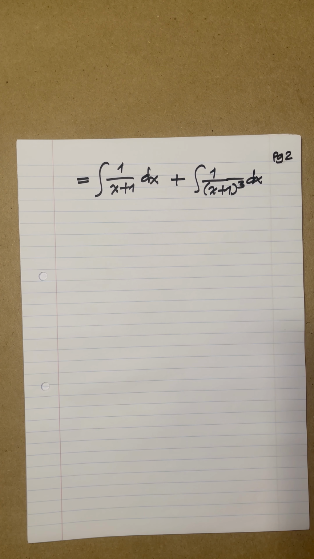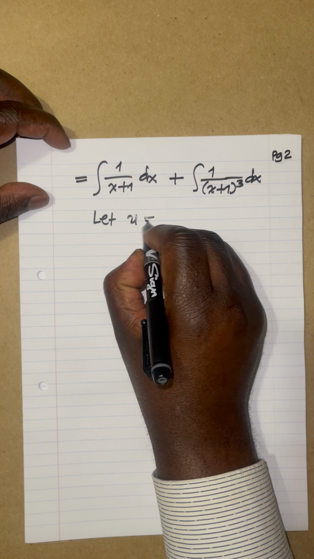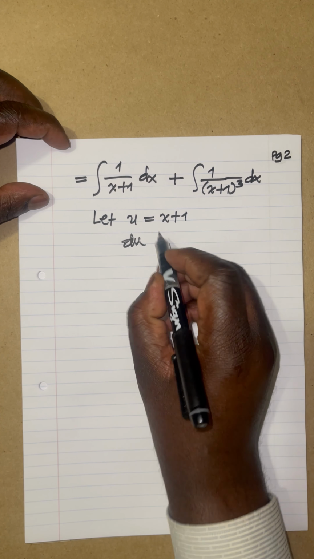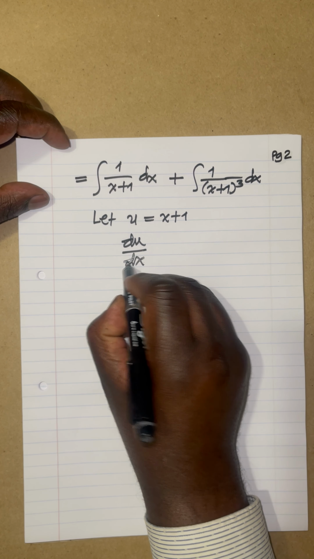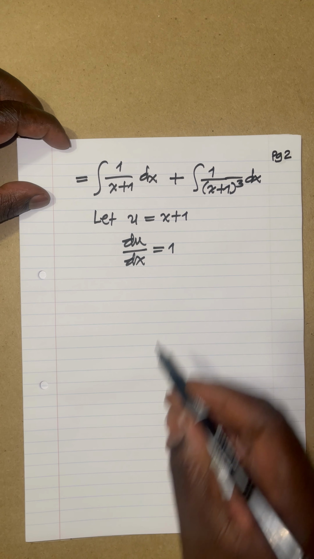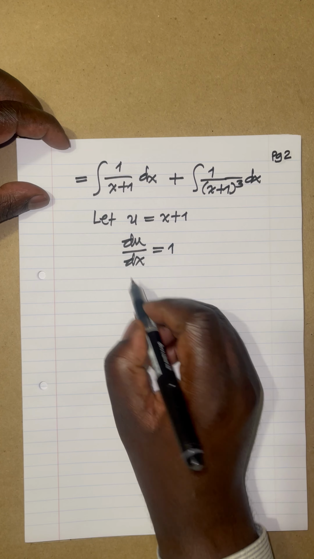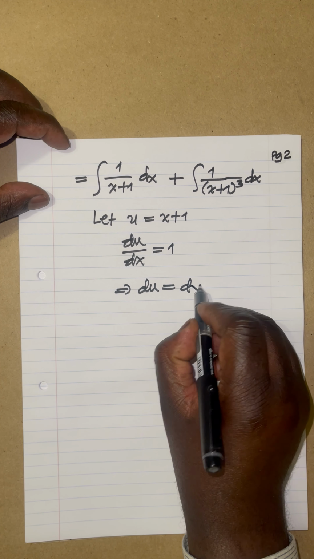So basically, at this stage, we're going to let u be equal to x plus 1. So what is du equal to? Well, differentiating u with respect to x, you'll agree with me that the derivative of x is 1 and the derivative of 1 is 0 because it's a constant. Now multiply by dx both sides. You're going to get du is equal to dx.